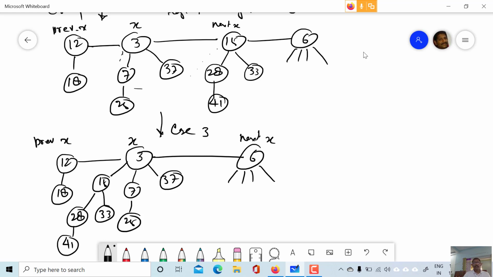Okay, so this is the final heap after merging. Because the degrees of the root nodes are in increasing order, it satisfies all the properties of the binomial heap. Okay, so this is over, and in this way we can justify the binomial heap.